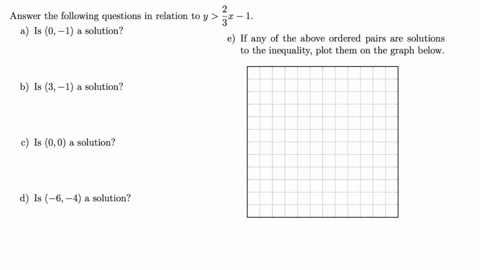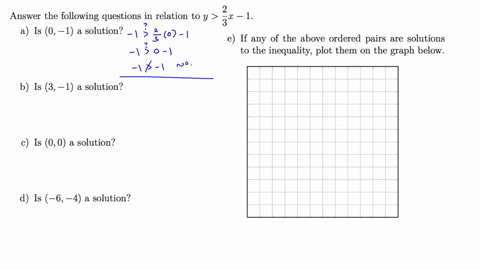In part A, we need to check is 0, negative 1 a solution to that inequality. We begin by substituting negative 1 for the y, substituting 0 for the x, and asking ourselves, is negative 1 greater than 2/3 times 0 minus 1? If we simplify the right side of this inequality, 2/3 times 0 is 0, and 0 minus 1 is negative 1. So is negative 1 greater than negative 1? The answer is no. So 0, negative 1 is not a solution for this inequality.